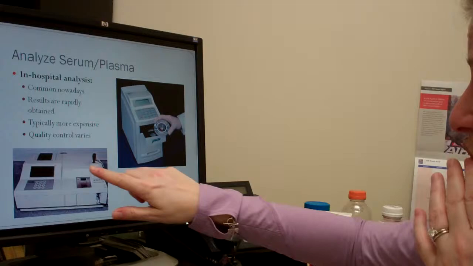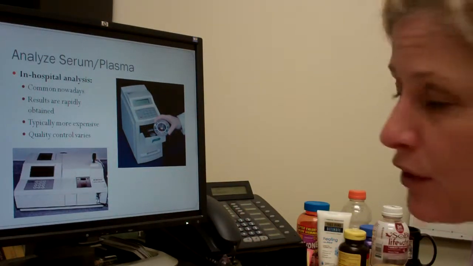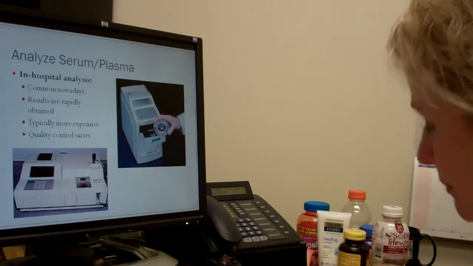Here are again some of the machines that I've already pointed out, very commonplace, especially with your general practitioners now.